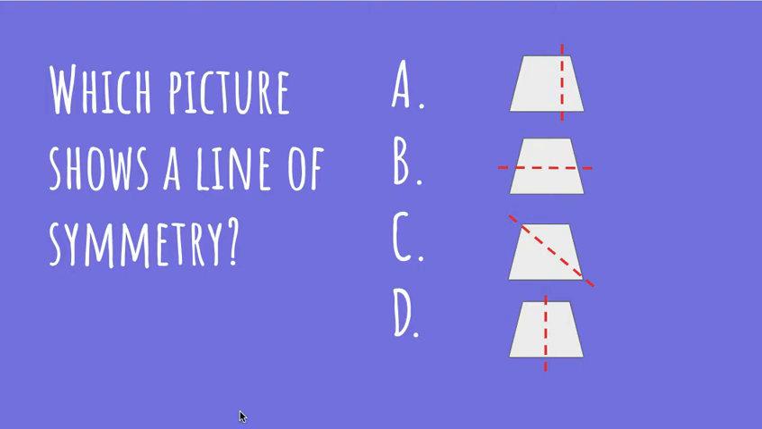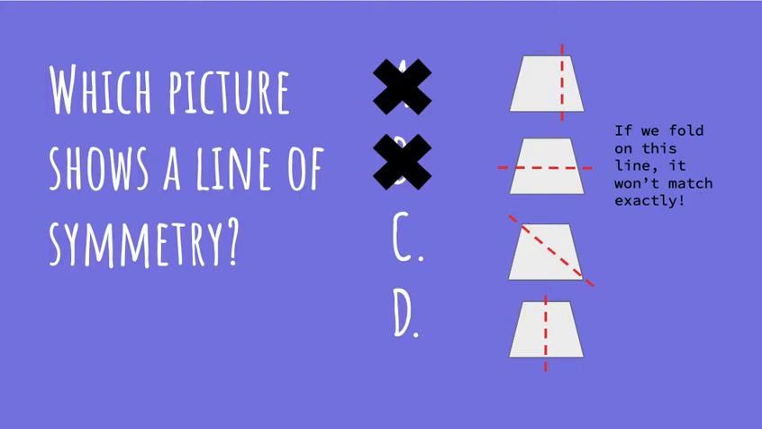All right, let's look at A first. A is not a line of symmetry because the two parts are not the same size. Now let's look at B. B is not a line of symmetry either. It's in the middle, but if we fold it on that line, it won't match exactly. The bottom edges are going to poke out on the sides of those top corners.